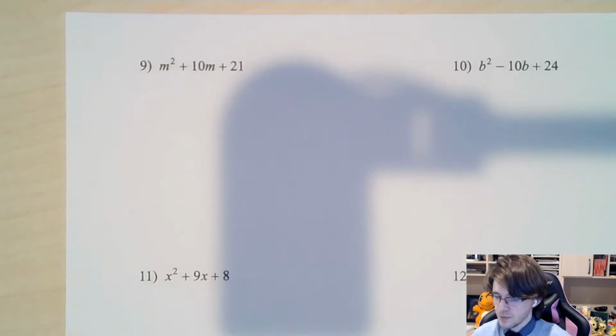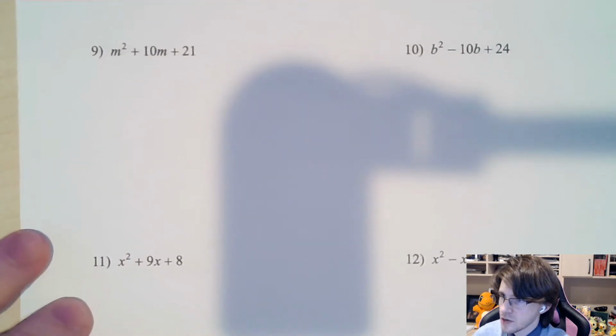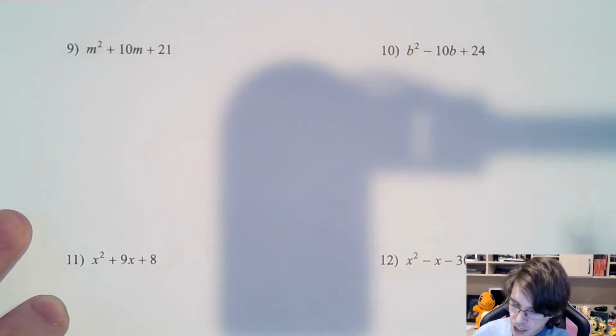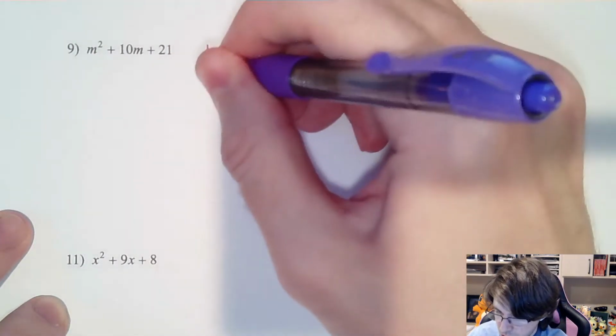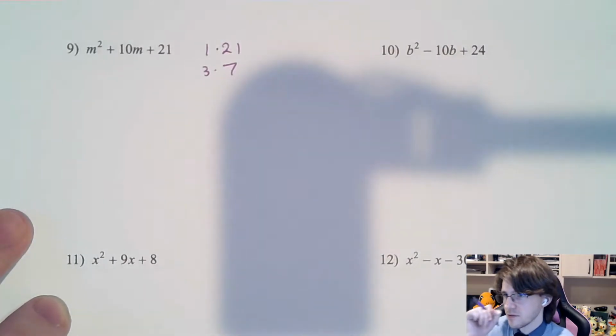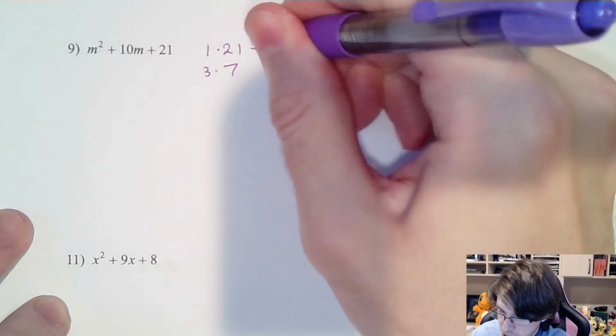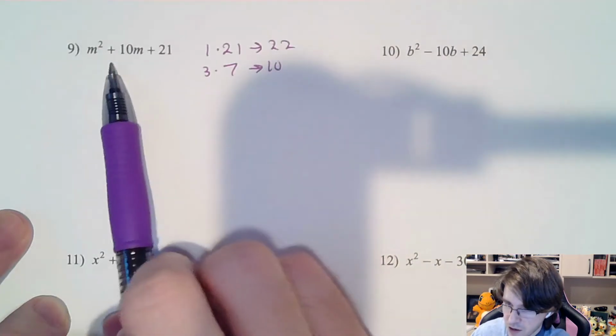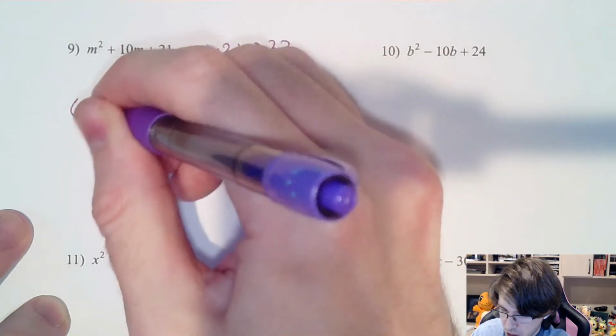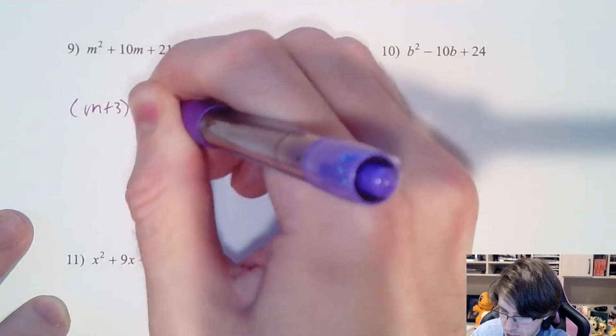Number 9. So number 9, this is actually another example of one that we did in class. Which numbers multiply to 21? So 1 times 21, 2 doesn't work, 3 times 7, and that's actually the end of our list. They're both positives. This is very fast. Adds to 22, adds to 10. That's what we were hoping for. M plus 3 times m plus 7.